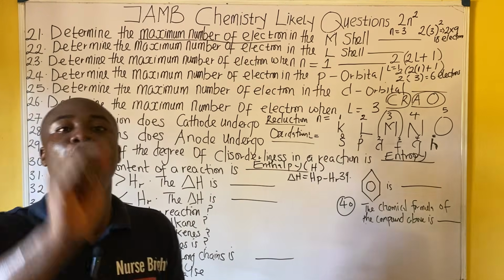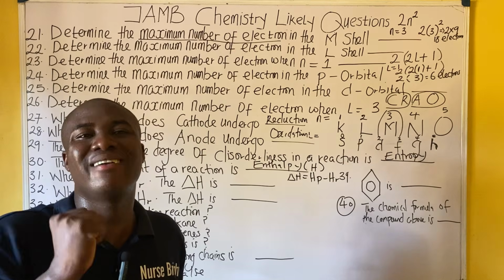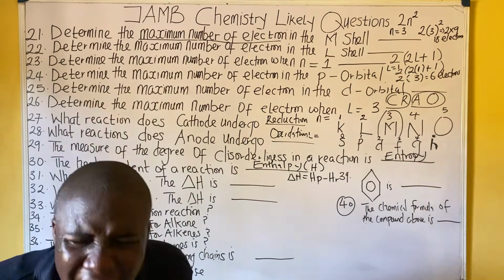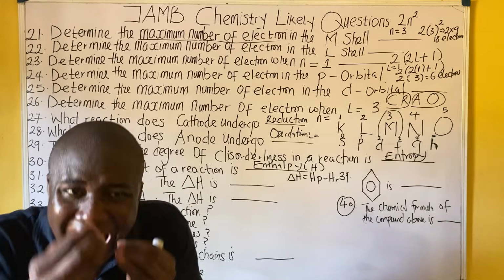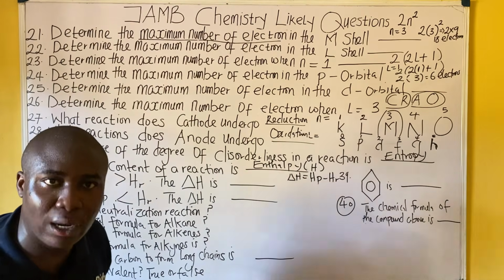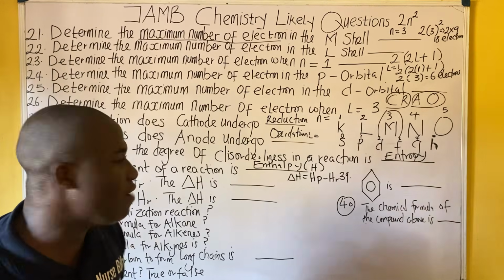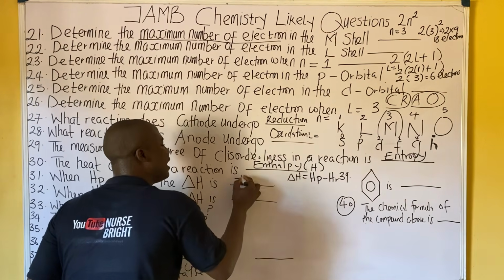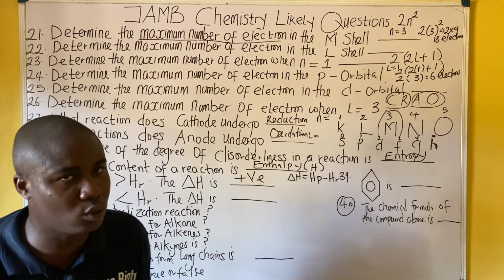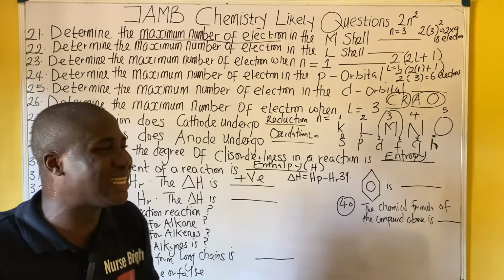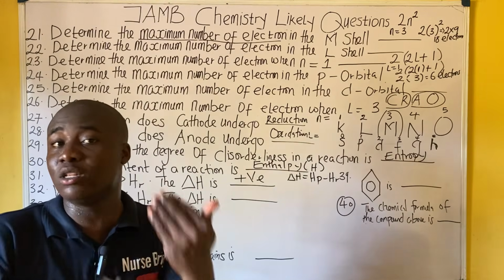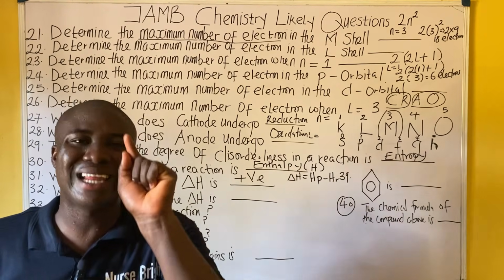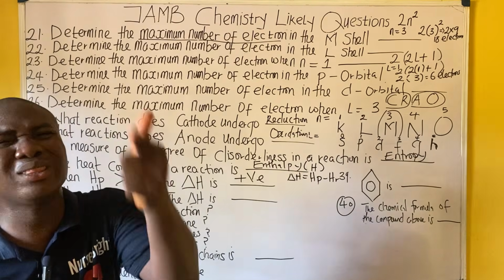This is very simple. You should understand here that whenever in a reaction, the HP, heat content of product, is higher than the heat content of reactant, you simply say there is a sign that is assigned to delta H, which is enthalpy change. Whenever HP is greater than HR, this tells us that delta H is positive. I beg you, take note. In subsequent lessons, I'm going to explain all of these things. But you should understand here that when HP is greater than HR, delta H is positive.